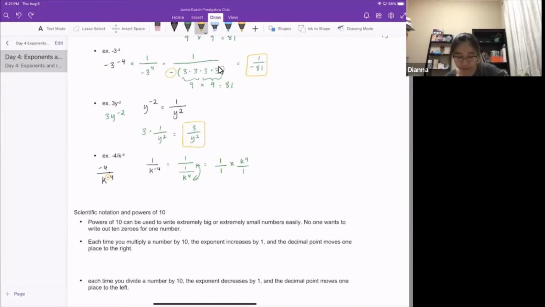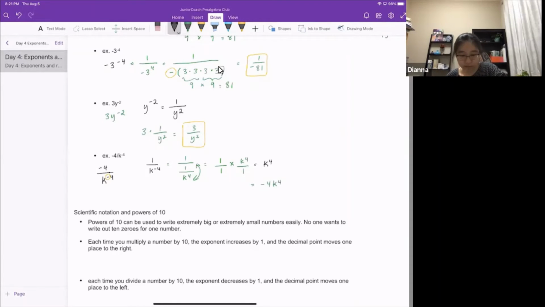And from here it's easy. So here I have 1 over 1 times k to the 4th over 1. All these 1s are the same, right? So 1 multiplied by anything is 1. So that's going to equal k to the 4th, basically. So we're not done yet, right? Because we still have this thing. We still have to add the negative 4 to it. Or not add, but technically multiply. So we can't forget about the negative 4. So bringing that negative 4 all the way here, I have negative 4 times k to the 4th.